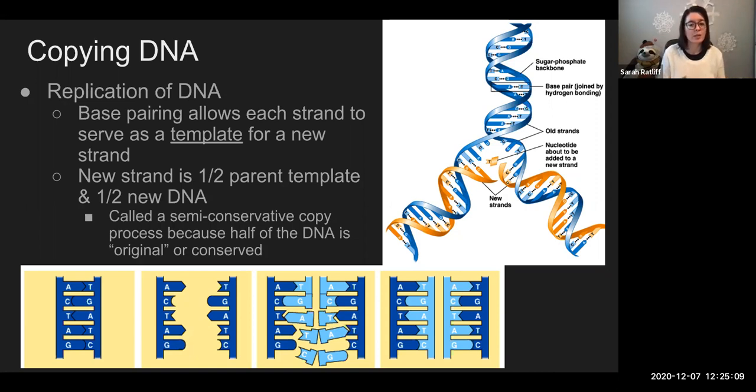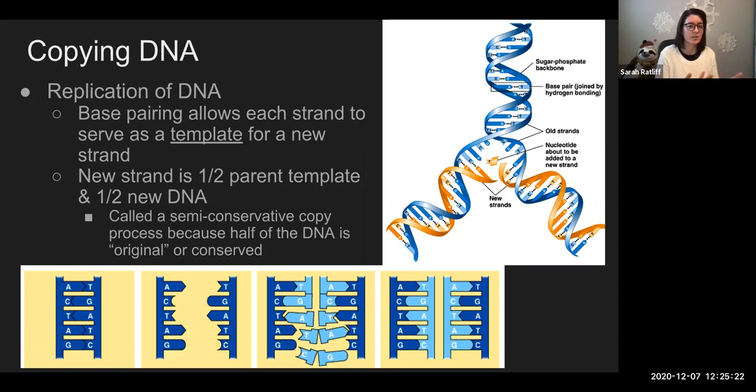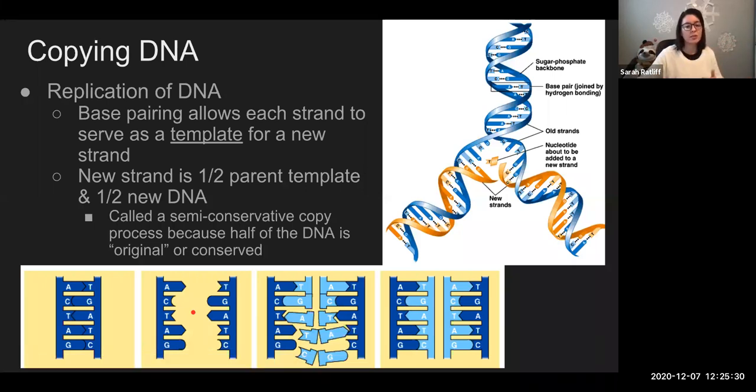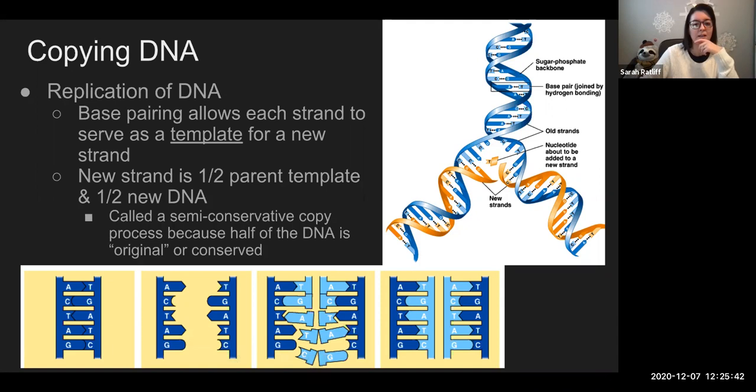What does this mean? Let's break it down a little bit. At the bottom here, we have a set of progressive diagrams. The very first one is our original strand. This is called a template strand. We are going to create our new ones off of this template. We're going to split it in half, break those hydrogen bonds, and start replicating it. We're going to add new nucleotides that match bases. So here we're adding on the light blue to the dark blue. The dark blue is from the original template, and the light blue is the new stuff.